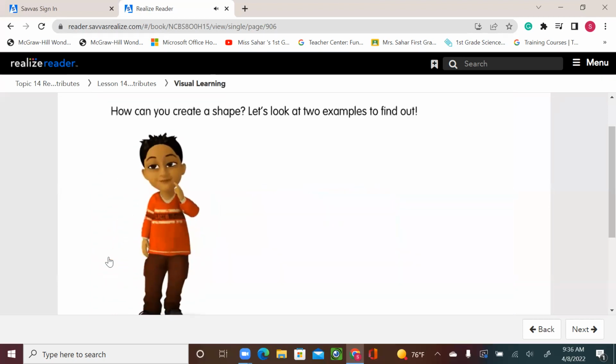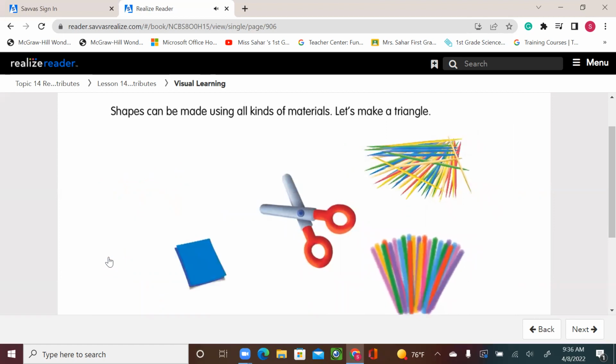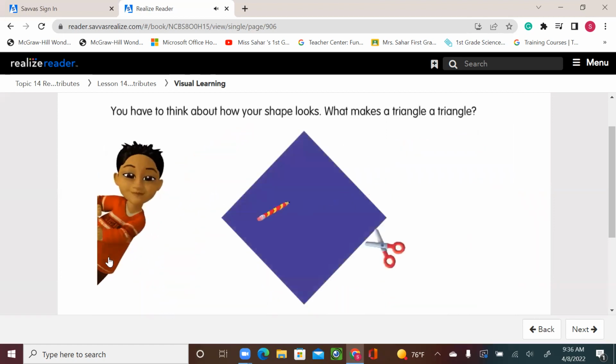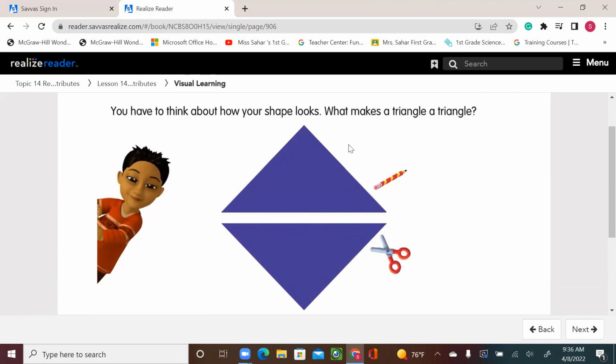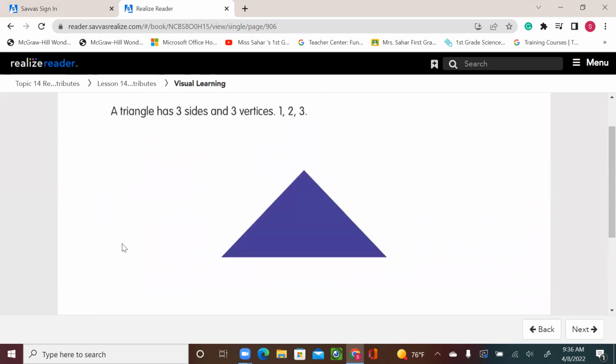How can you create a shape? Let's look at 2 examples to find out. Shapes can be made using all kinds of materials. Let's make a triangle. You have to think about how your shape looks. What makes a triangle a triangle? We know the triangle. Yes, 3 straight sides and 3 corners or vertices. A triangle has 3 sides and 3 vertices. 1, 2, 3.